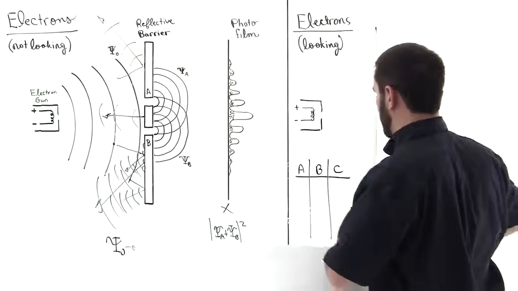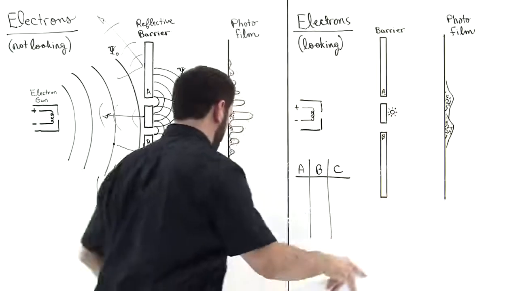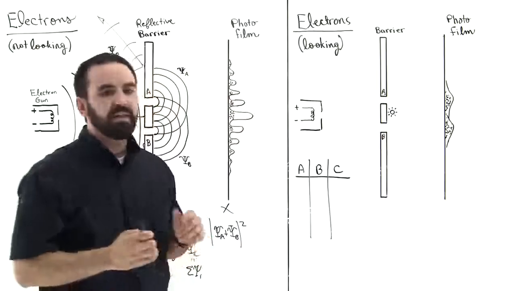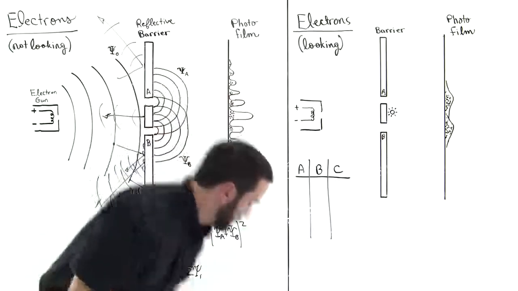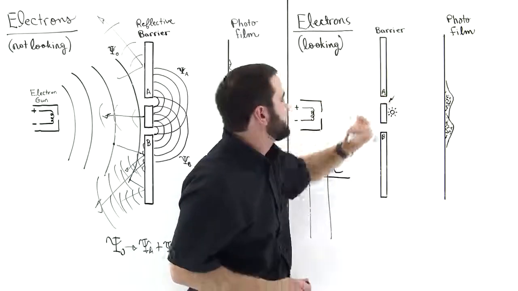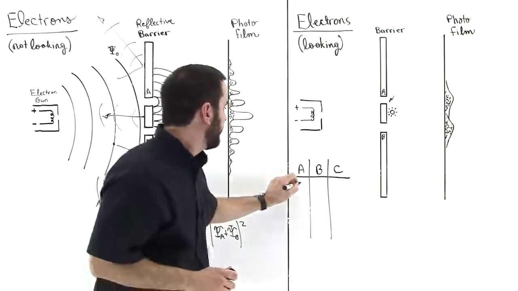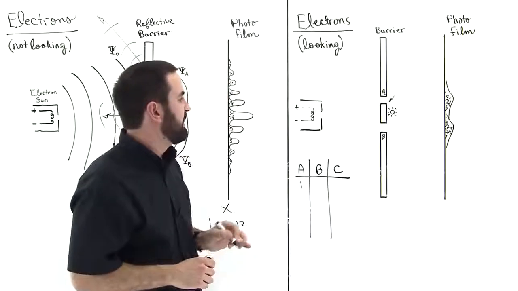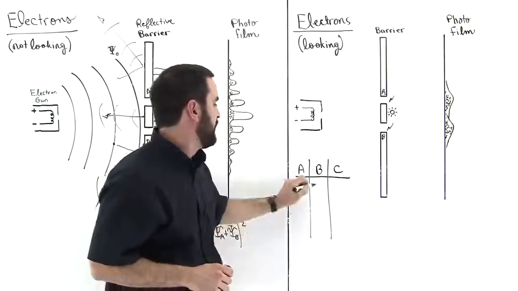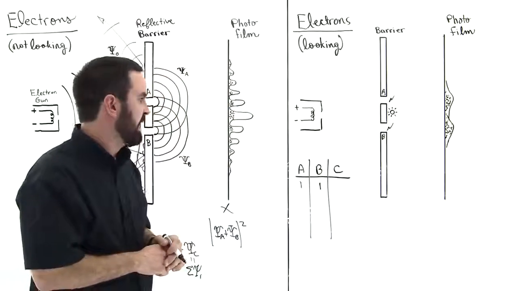So let's do a new experiment. In this experiment, we're going to put a light right here, and that little light, every time an electron goes through slit A, and we see a flash of light in the region of slit A, we'll mark down, okay, an electron went through there, right? And then every time an electron goes through slit B and we see a flash of light there, we'll mark down that an electron went through that slit.